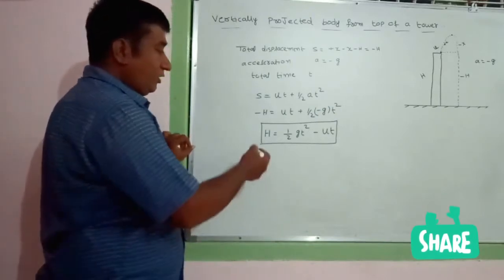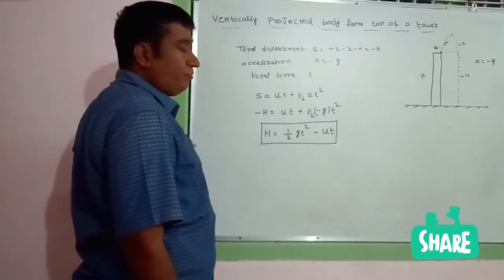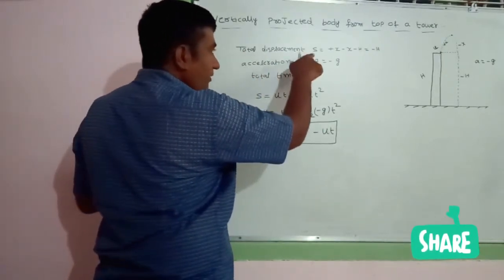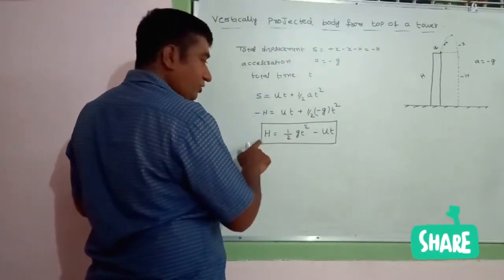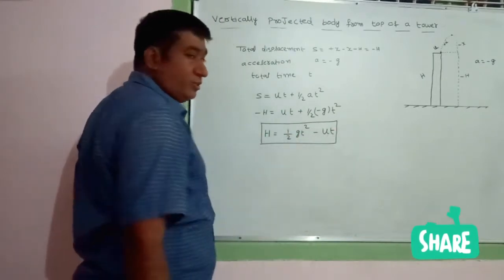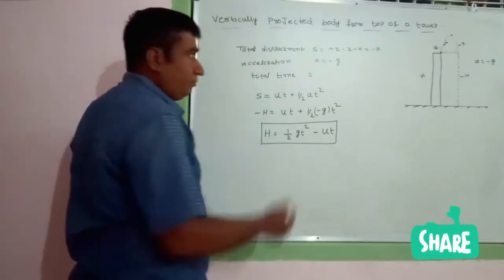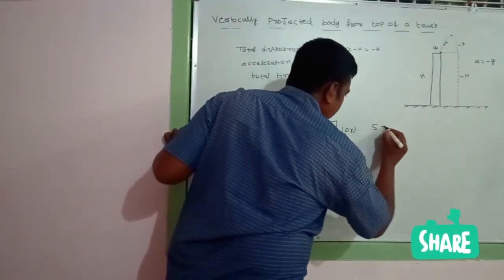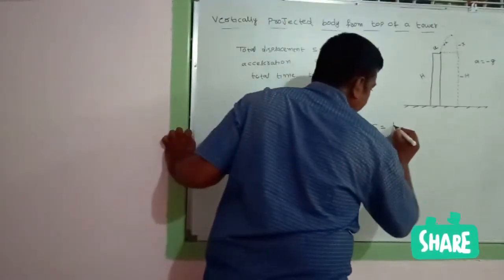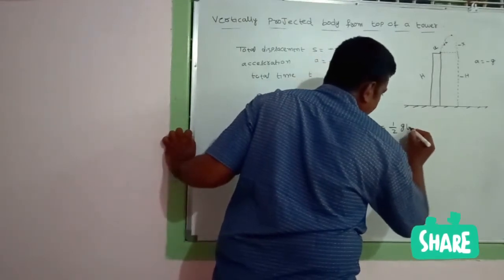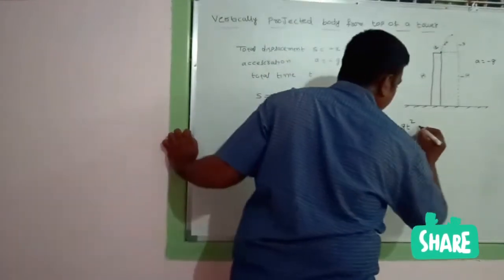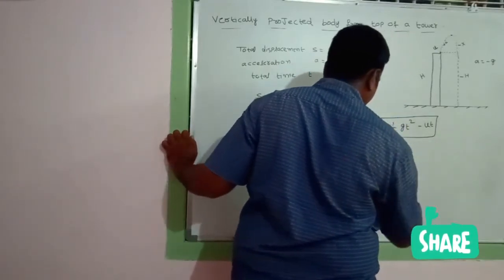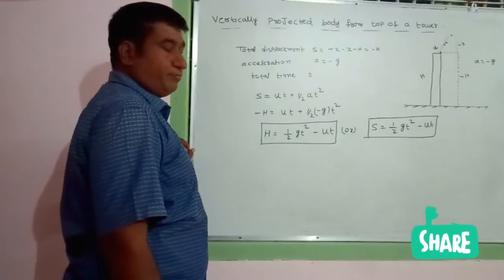So this is the total displacement from the top of a tower. In some books they directly give the total displacement S. So S is equal to half g t square minus ut, which can be used.